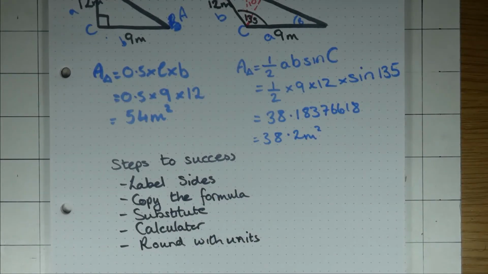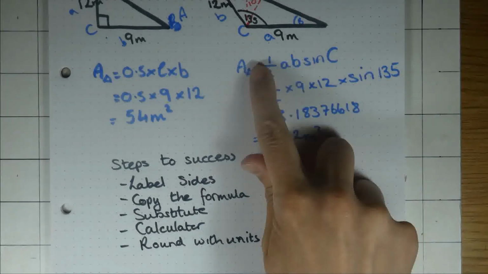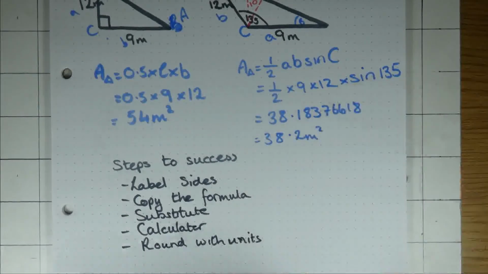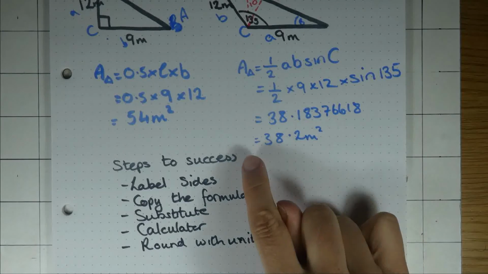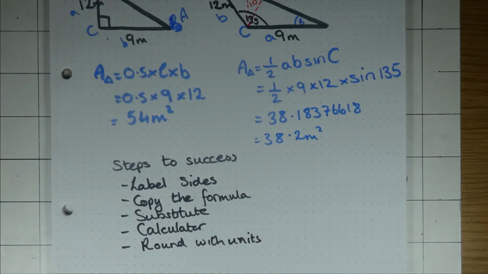Okay? Those are my steps to success with area of a triangle. Label your sides, copy this formula, substitute in your information, write out the long answer which you get in the calculator, and then round it with units.